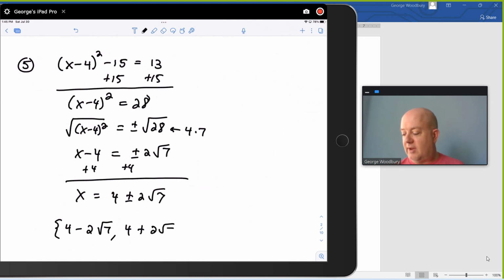2 root 7. Again, we want to use this approach whenever we have one term that contains a variable that's squared, and then all the other terms are constant terms. Isolate the square, take the square root, remember the plus or minus sign, and then simplify from there.